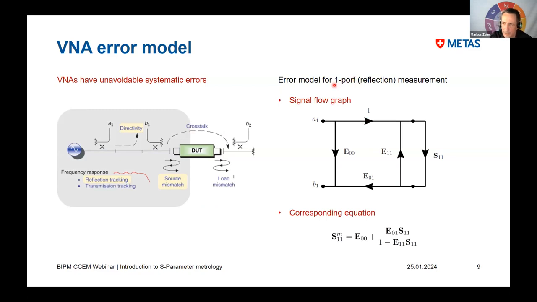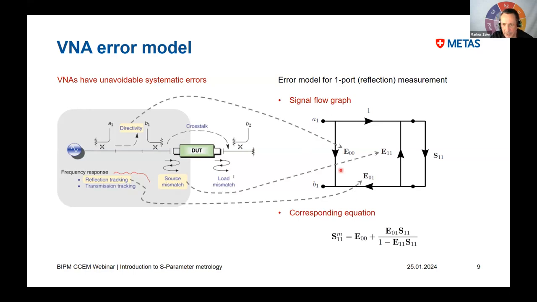If you just do a one port measurement, a reflection measurement, then you can represent these errors in such a signal flow graph. That's a very common method in RF and microwave metrology to represent a linear network. Here, let me show you. This is basically the mapping of the errors I was just talking about.